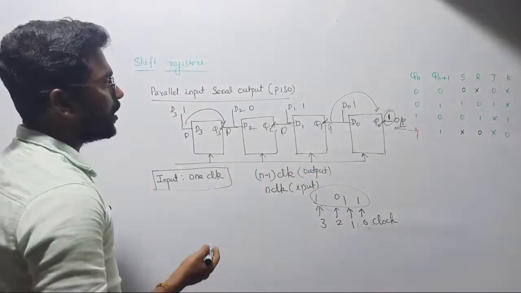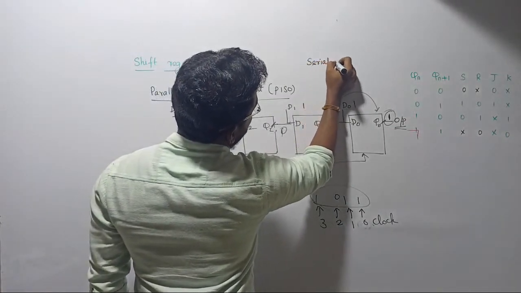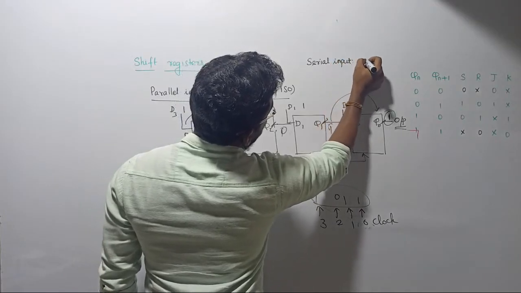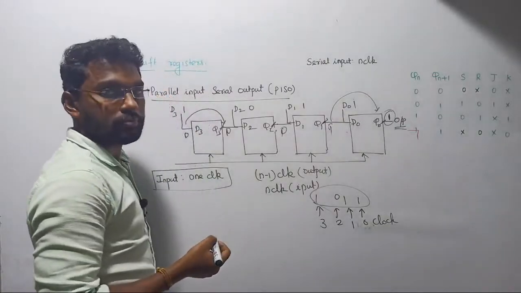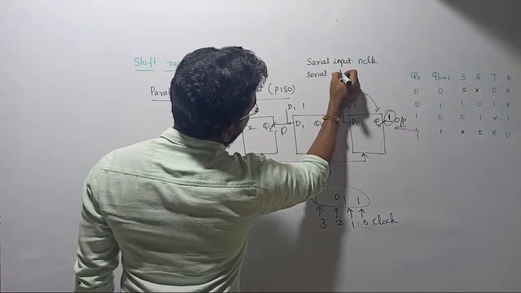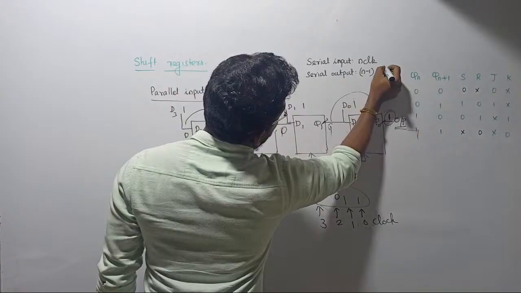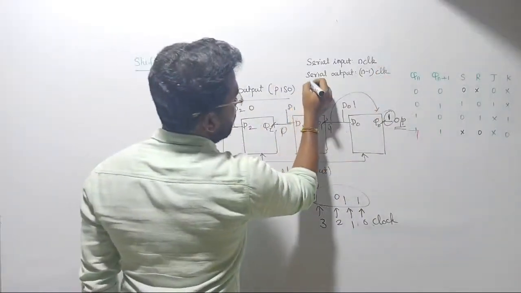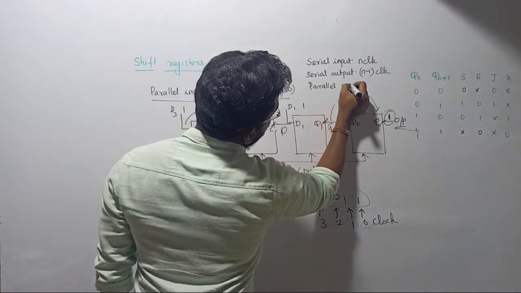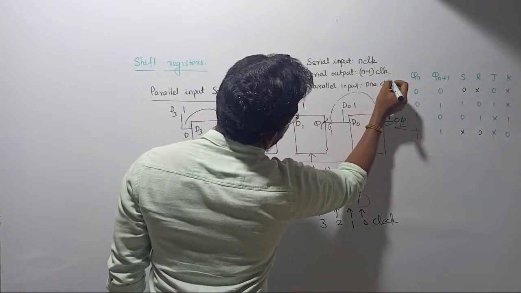So the conclusion is what? Generally we can write these statements. For serial input, I am in need of n clock to register the data. For serial output, I am in need of n minus 1 clock to register the n bits. Whereas for parallel input, what we observed is that I am in need of only 1 clock. Only 1 clock should be required.